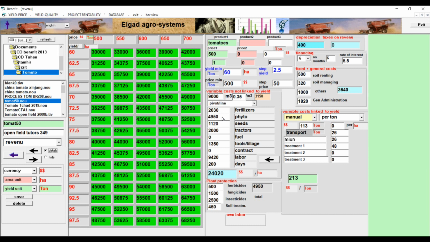Now I have detail of the various costs: fertilizer, phyto, seeds, I have water also, pesticides, depreciation, financing. And regarding the harvest, which is manual, we shall have the cost per ton of harvest manually, transport, treatment, and so on. So I have basically all the costs here by category. I shall now have the possibility to do the calculation of the gross margin.